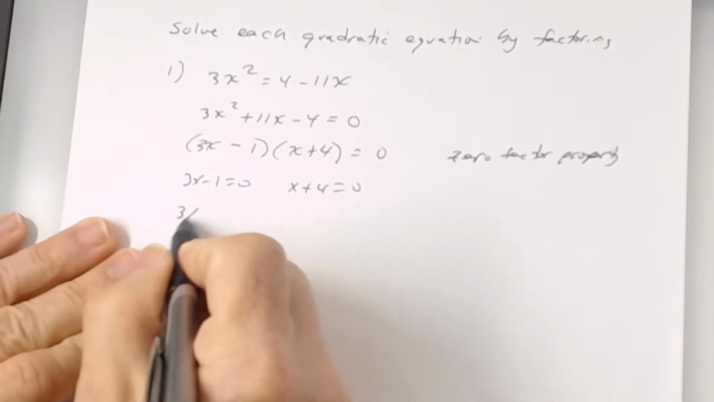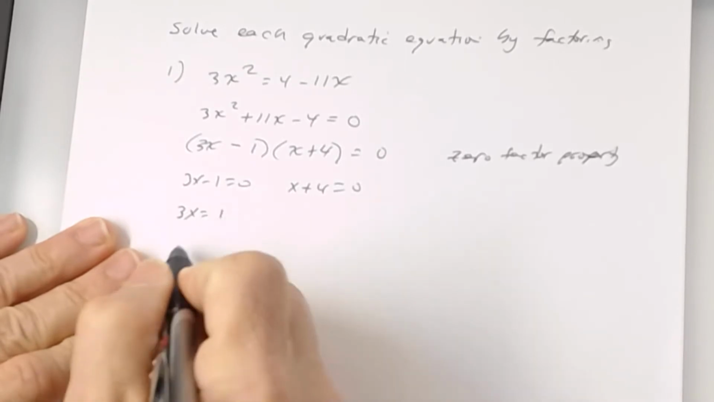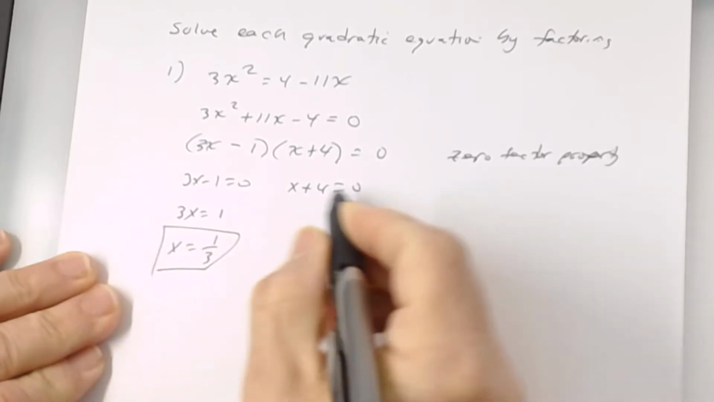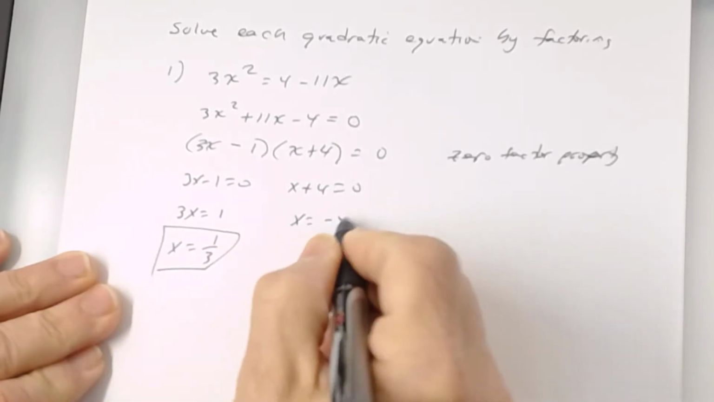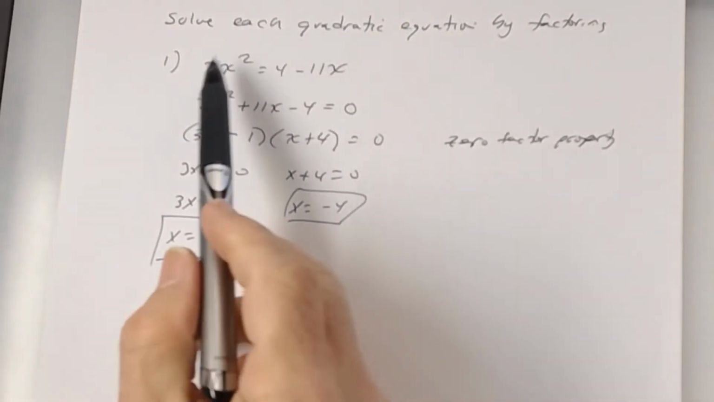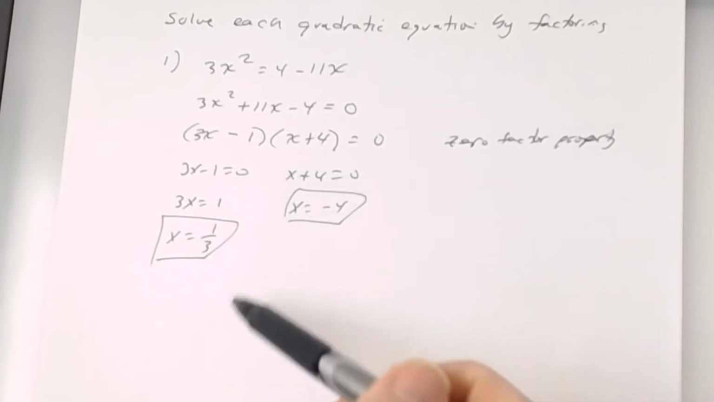Over here, what does 3x equal? 1. So what does x equal? 1/3. So there's one of your solutions. Over here, what does x equal? So those are your 2 solutions. So I solved this quadratic equation. Notice the steps now. At some point, I factor completely, and then I use a zero factor property. And again, notice that I went from a quadratic equation to 2 linear.